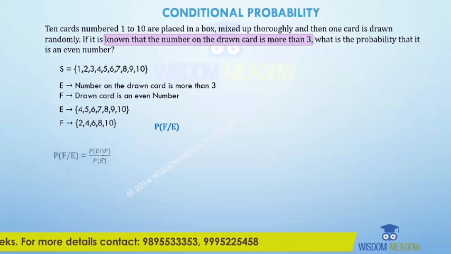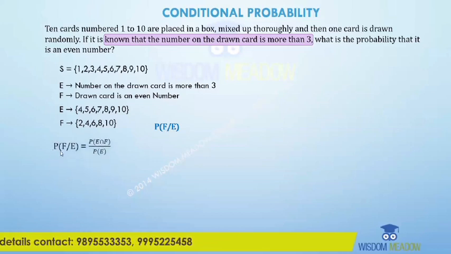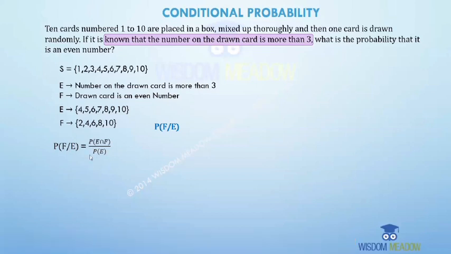So the formula for probability of F given E is equal to probability of E intersection F divided by probability of E. Here, if you consider this as a fraction, never say it as probability of F by E. It has to be said as probability of F if E has happened or E is given. But for the time being, to remember the formula, let's consider this as a fraction.